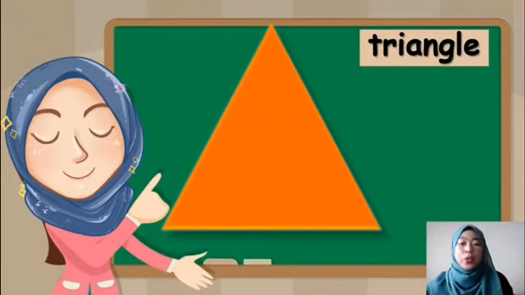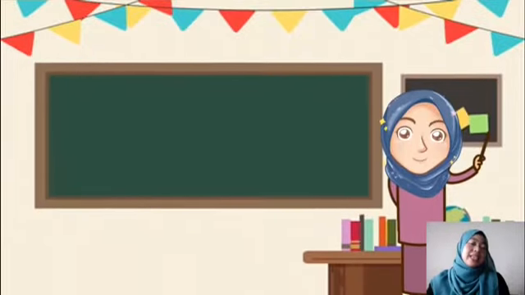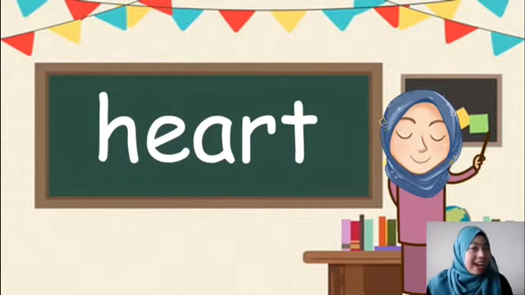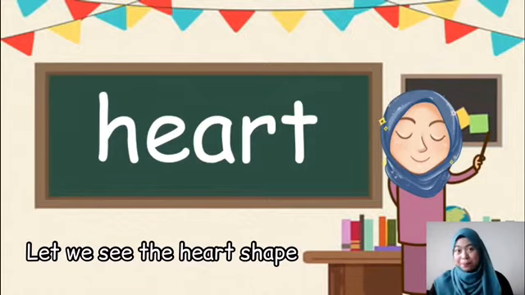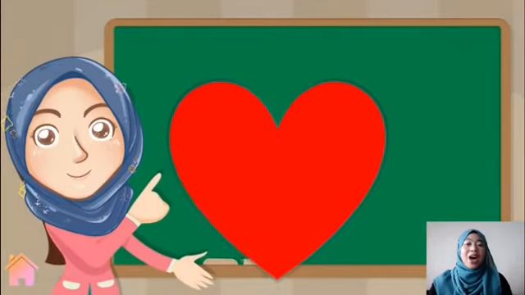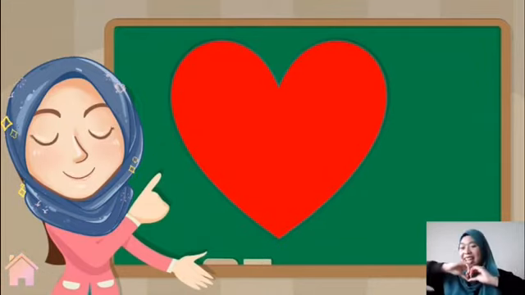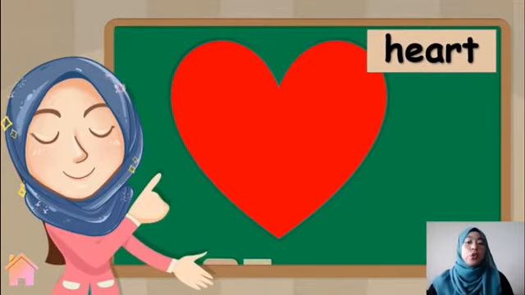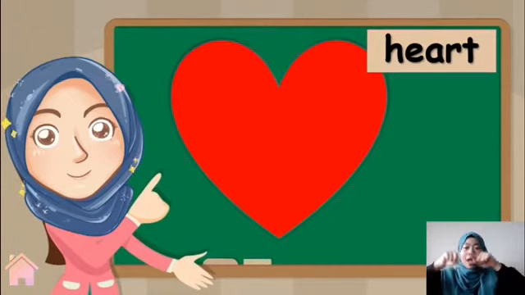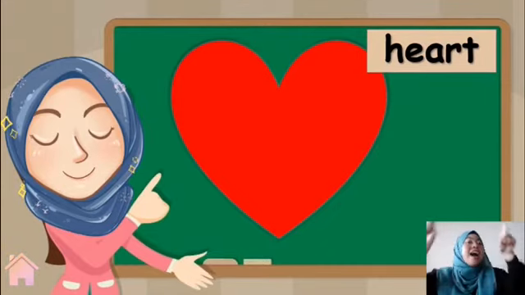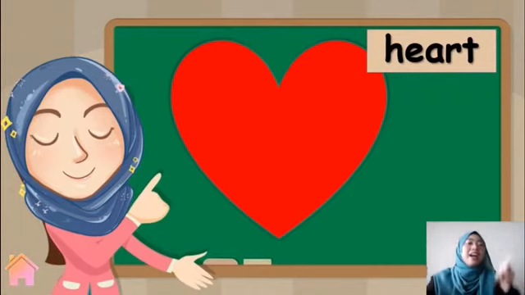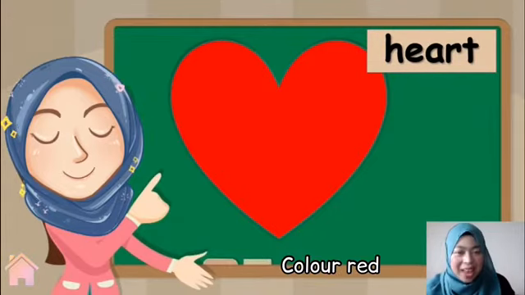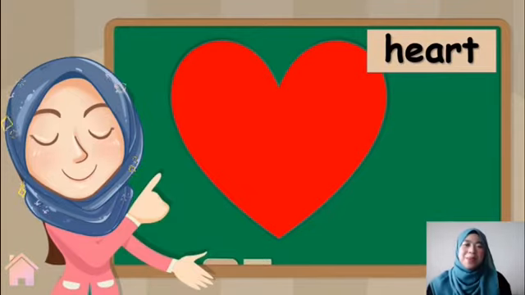Now, let's go to the next one, the last shape. A heart. Heart. Can you say heart? Heart. Well done. Now, let me go see the heart shape. Wow! The heart shape looks like this. Okay. Heart. Heart. Okay, now let's do the heart shape. This one, one, two, three. Heart. Heart. Again. Heart. Okay, what color is that? Color red. Okay, well done, children. Alhamdulillah.